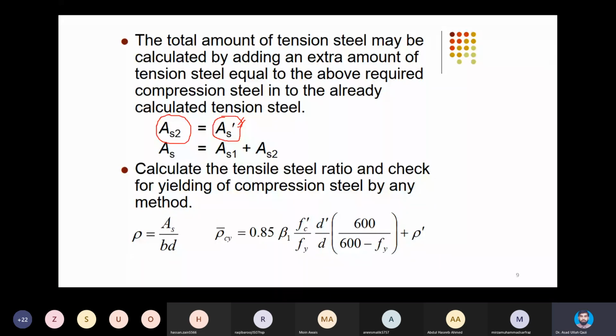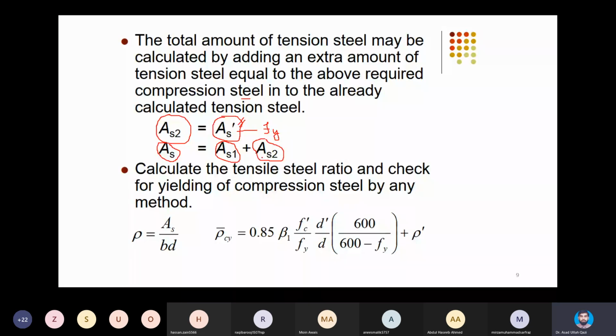The same amount of area of steel I will also add on the tension side, because earlier AS1 was making a couple with concrete. Now the surplus moment will be resisted by a couple between steel and steel. So the amount of area of steel AS prime that I add on the compression side, the same amount I will add on the tension side. So the total tension steel will then be AS1 plus AS2. But don't forget, in this calculation of AS prime, we assume that the compression steel is at yield. So the total amount of tension steel may be calculated by adding extra tension steel equal to the above required compression steel to the already calculated tension steel, which is done over here.